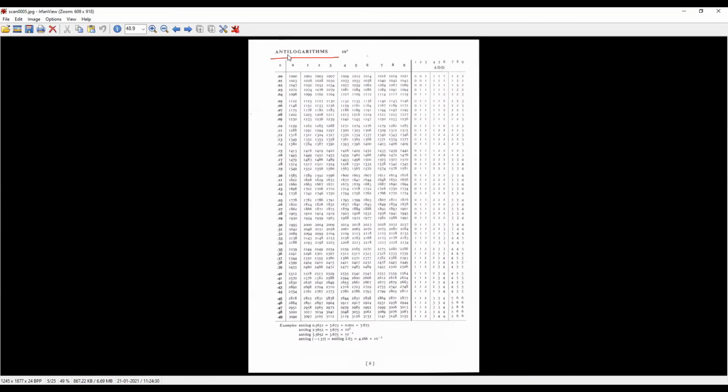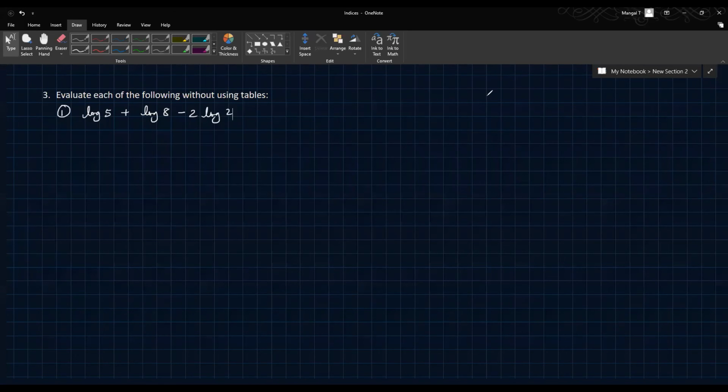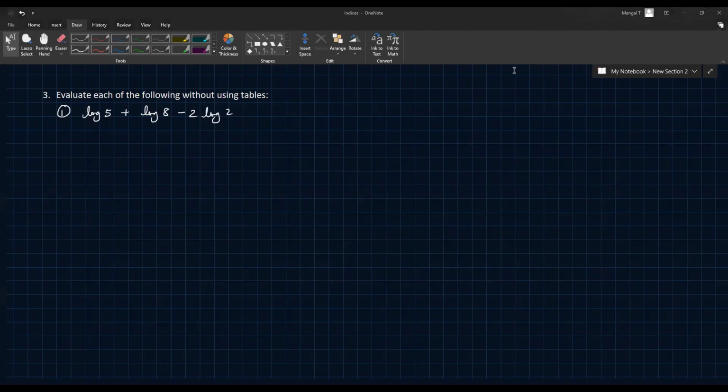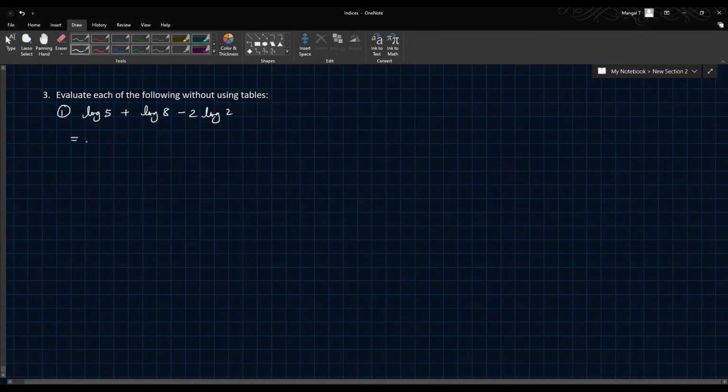Now then, if you see, it says anti-log. So these are the tables which they are asking us not to use, and still calculate the value. Okay, so how do we do that? So in this particular case, here, this is log 5, this is log of 8, and this will be log of 4 because this 2 goes over there. It will become 2 raised to 2, that is 4.